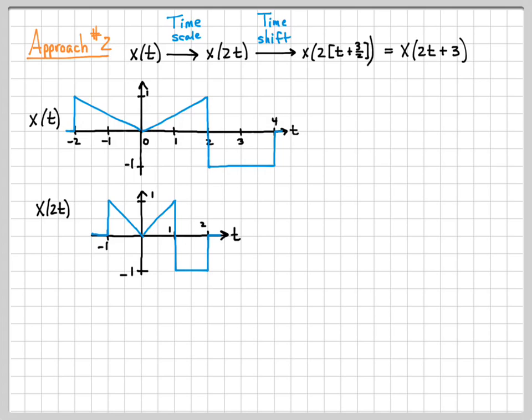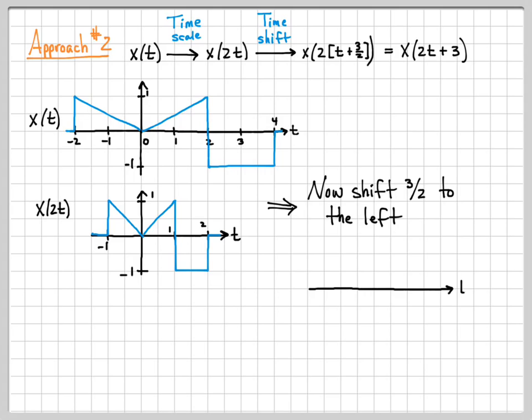Now what do I need to do? Now I need to take this signal x of 2t and I need to shift it 3/2. I need to shift it 3/2 to the left because this was a t plus 3/2. So if I take this signal and shift it 3/2 units to the left, I get the signal that we got in the first approach, which is what we should get. We're trying to sketch the exact same thing.